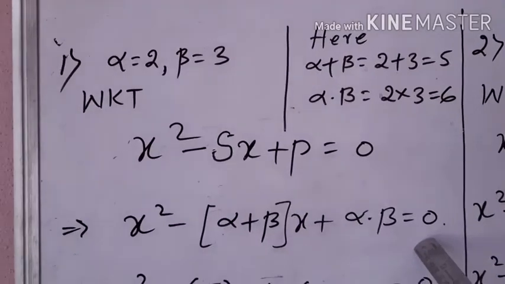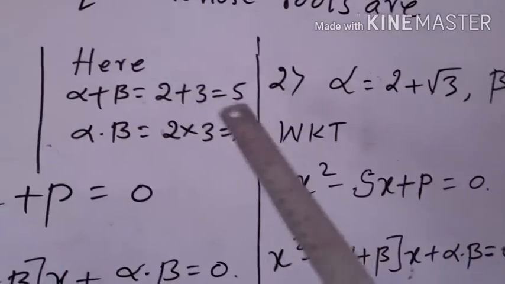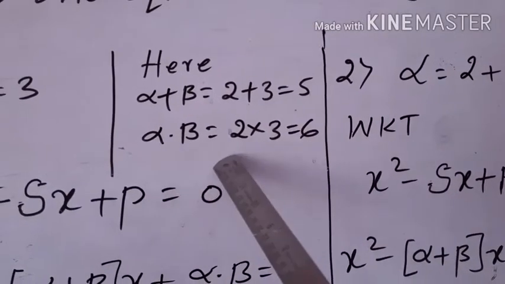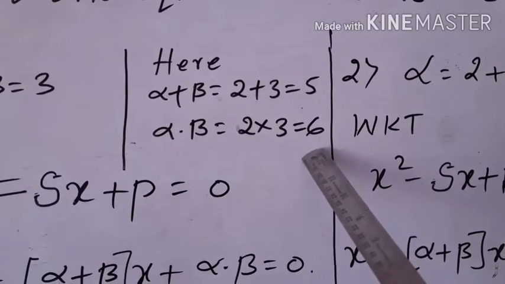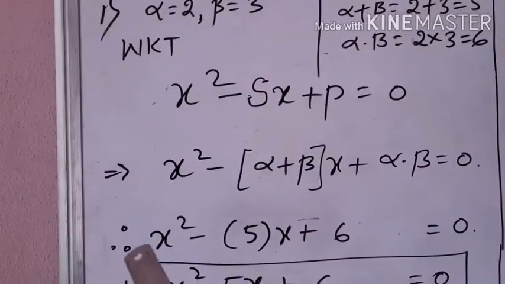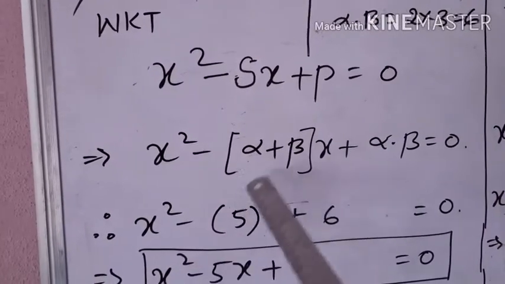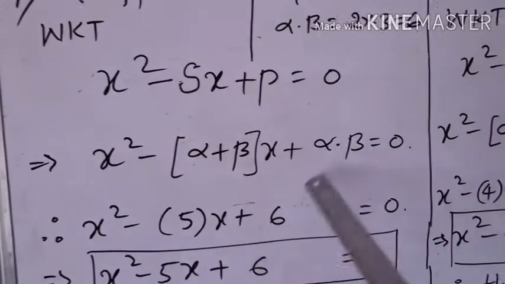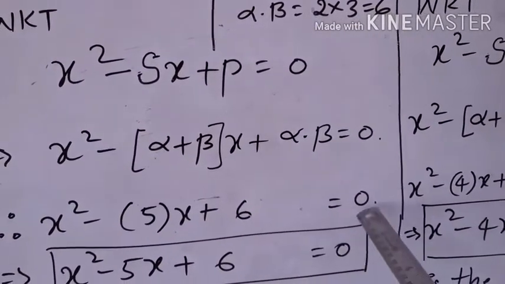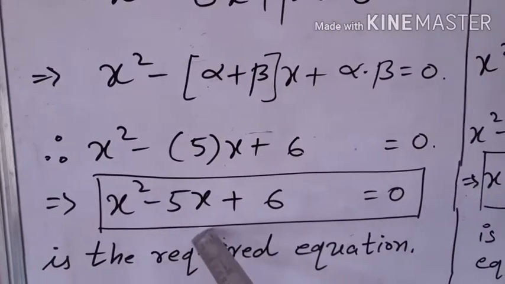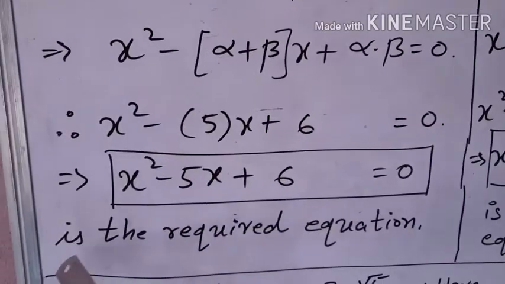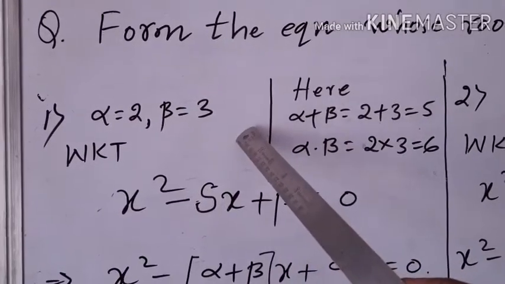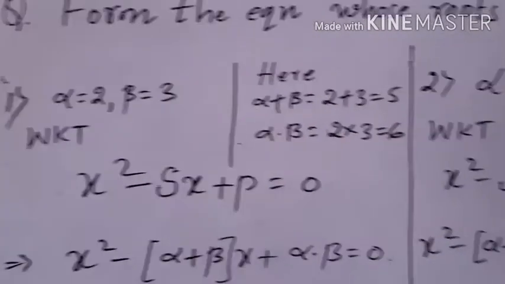Let me find alpha plus beta and alpha into beta separately. Here alpha plus beta is 2 plus 3 is equal to 5, and alpha into beta is 2 into 3 is equal to 6. Therefore, children, here I put x square minus, where there is alpha plus beta, I put 5, x plus, where there is alpha into beta, I put 6, is equal to 0. Therefore, x square minus 5x plus 6 is equal to 0 is the required equation whose roots are alpha equal to 2 and beta equal to 3. Let us see one more example.